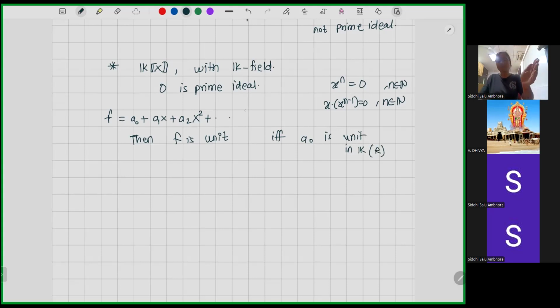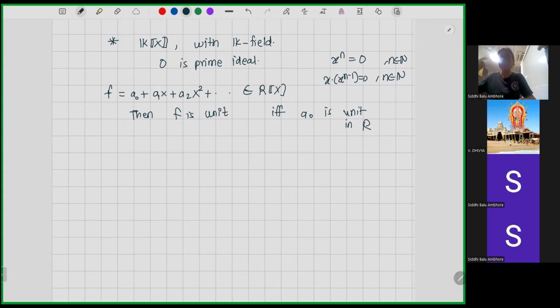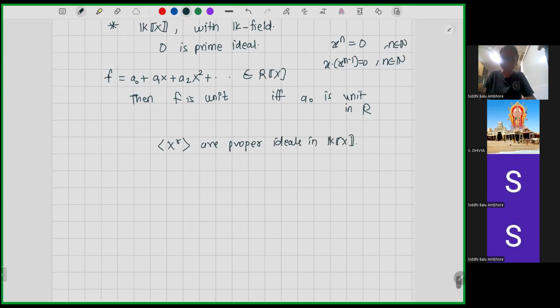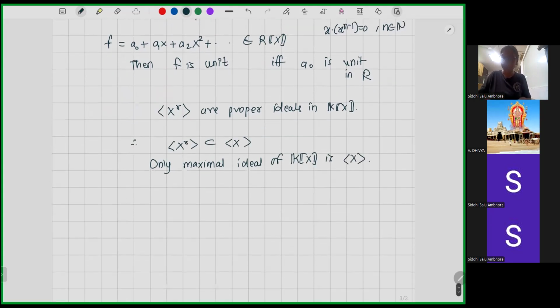So in the formal power series ring R[[x]], where R is a ring, f will be a unit only in this case. So all the ideals which are proper ideals in this ring are of this form: (x^r) are proper ideals in k[[x]], this formal power series ring. And therefore, since all the proper ideals are of this form, the only prime ideal which will contain these ideals is this. And so the only maximal ideal of k[[x]] is the ideal generated by x.